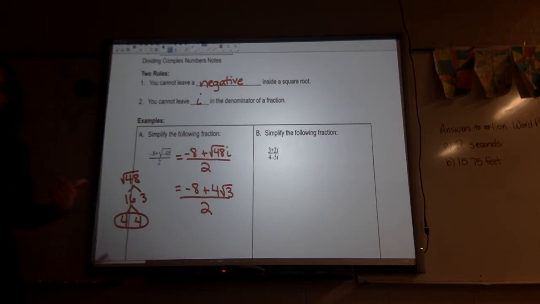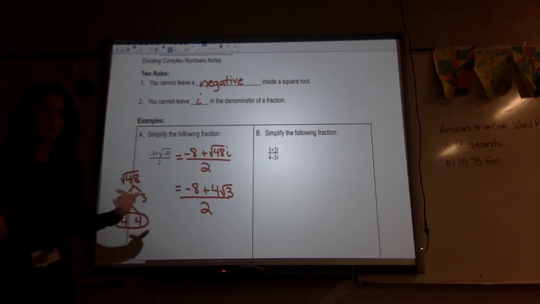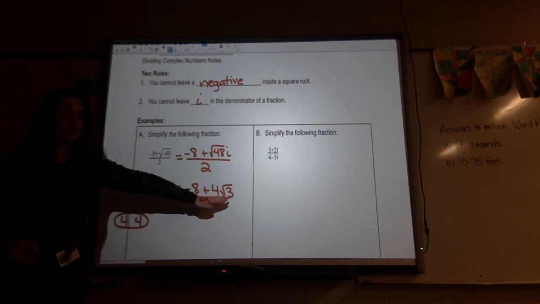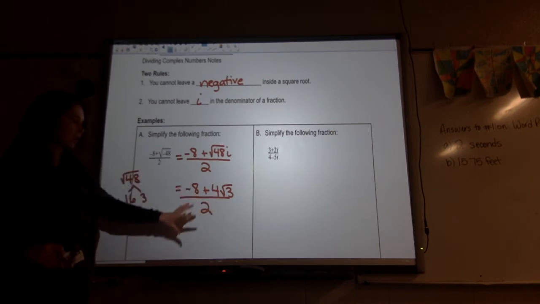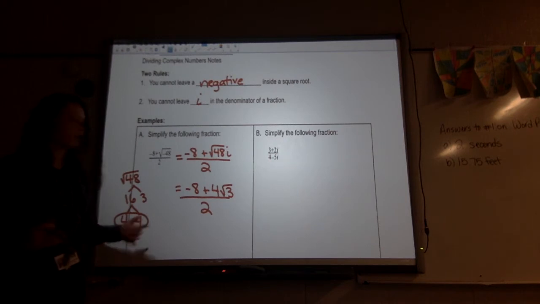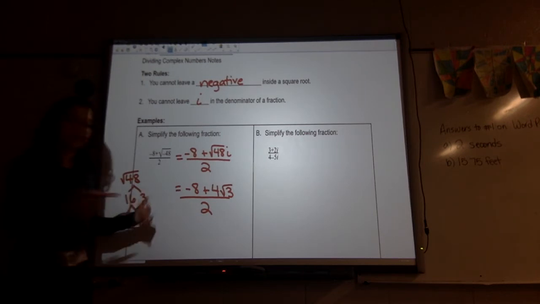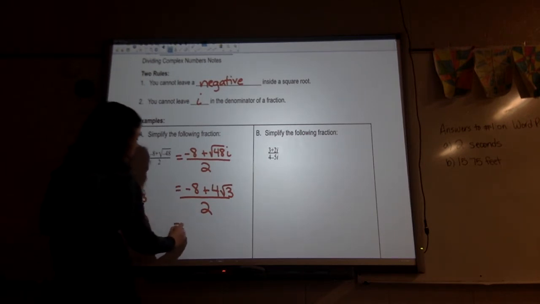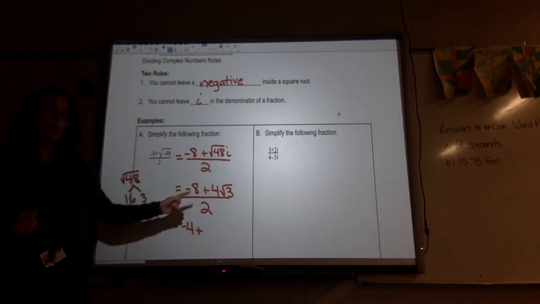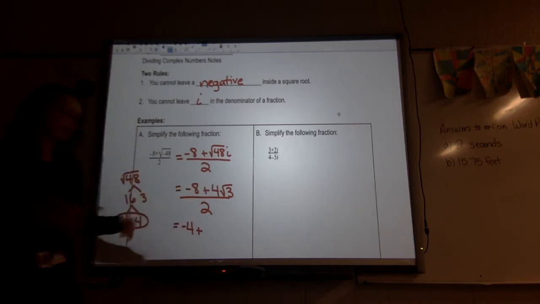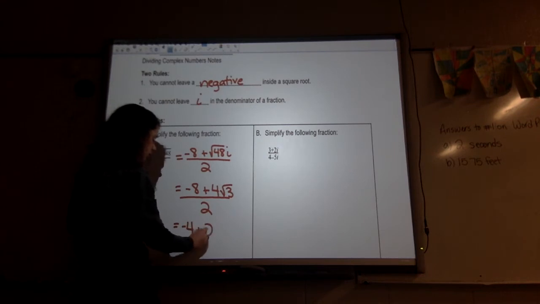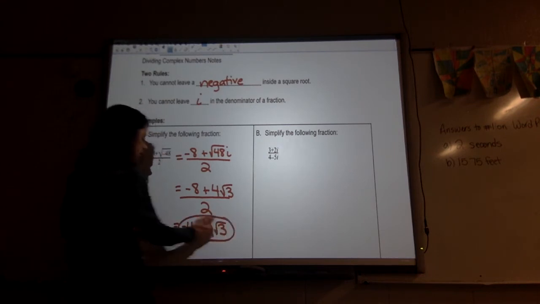Whenever I'm dealing with fractions, I always have to make sure I reduce. So I'm not worried about the square root of 3. None of the other numbers have square roots, so those are not like terms. What I am worried about is these numbers outside the square root. Negative 8 over 2 can reduce down to negative 4. 4 over 2 can also reduce down to 2. And then the square root of 3 just stays there.